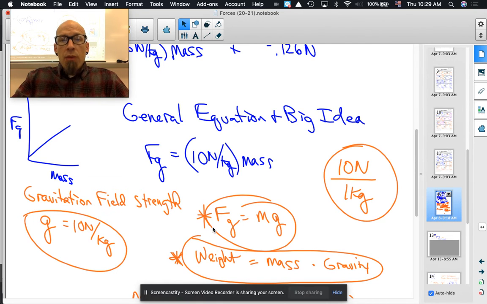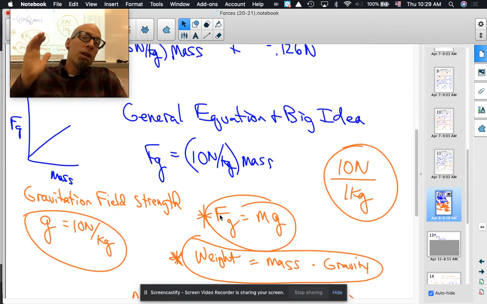This then is how we normally would write that. We would say that the force of gravity on something is mg. What's g? That's little g. It is the symbol we use for Earth's gravitational field strength. So mg is the force of gravity, m times g.